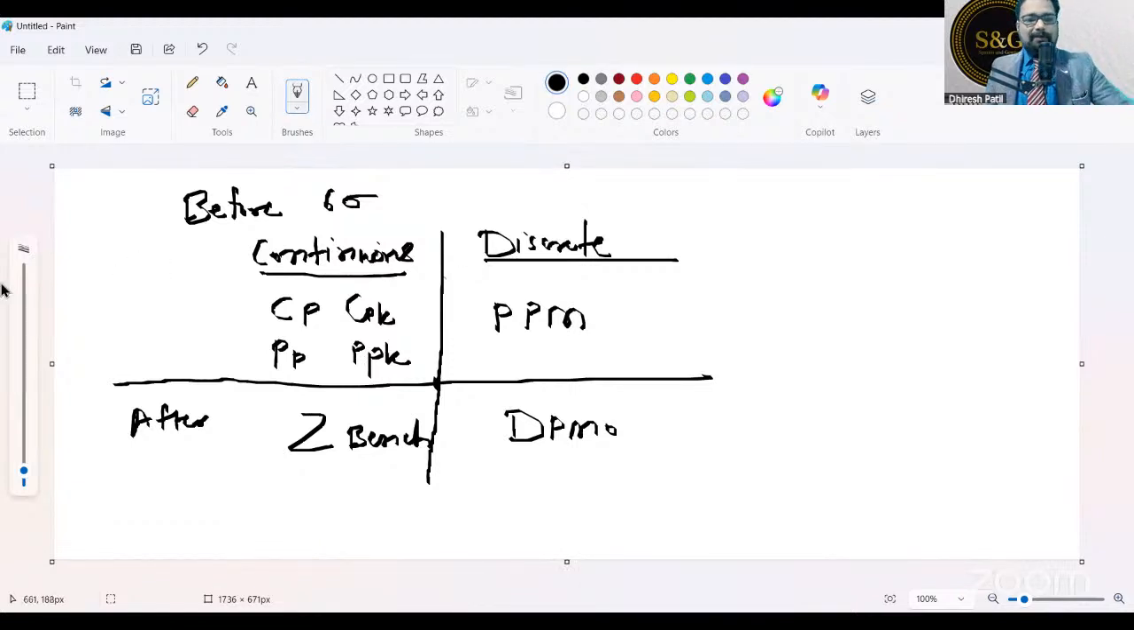Is it clear up to here, everybody? Super clear? Amazing. It's very self-explanatory, Ronnie ji.